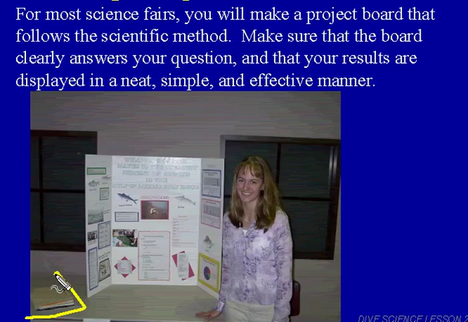And then you should also have your journal present as well. And that way the judges can look through that and they can look at your detailed information if they want to see a little bit more detailed information about your experiment.